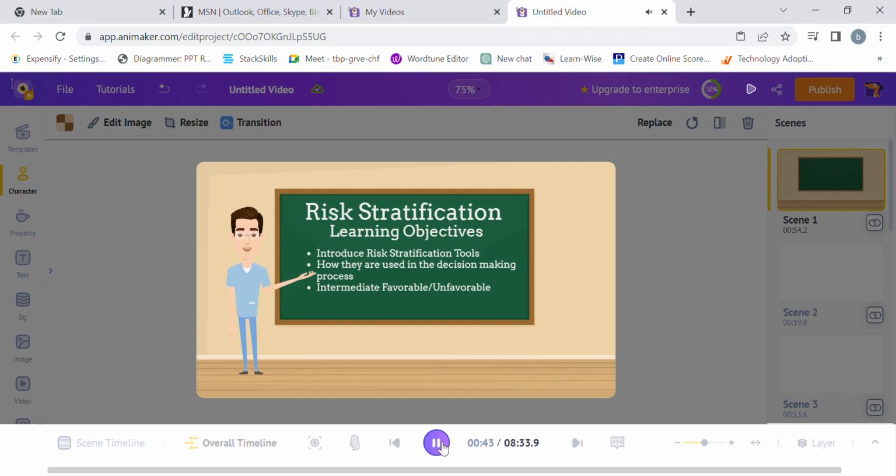Apart from the risk stratification scale that uses PSA, Gleason score, and biopsy as baseline data points, there are imaging risk stratification tools that interpret the results of multiparametric T2 MRI imaging studies. We will delve deeper into this topic next Wednesday.